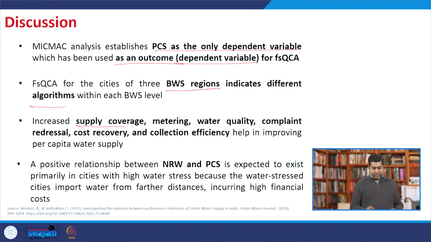Increased supply coverage, metering, water quality, complaint redressal, cost recovery and collection efficiency help in improving the per capita supply. A positive relationship between non-revenue water and per capita supply is expected to exist in cities with higher water stress, because water-stressed cities import water from further distance, incurring high financial costs. So, they are really worried about non-revenue water, because it can include physical losses, or it may be that user charges are not properly collected.